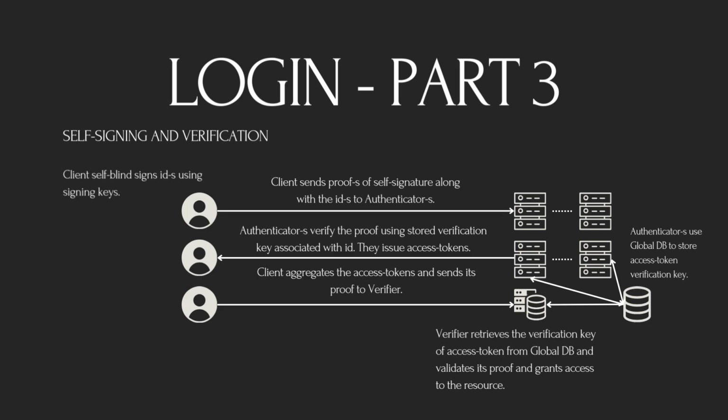Each authenticator verifies the proof of self-blind signature using their stored verification key. It then blind signs the access token for presenting as proof of authentication and sends it along with the verification key to the client. The verification key is also sent to the global database. The client aggregates all blind access tokens into a single login access token and sends it along with all verification keys and the user ID to the verifier.